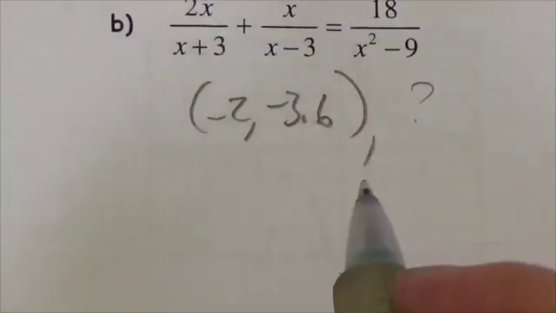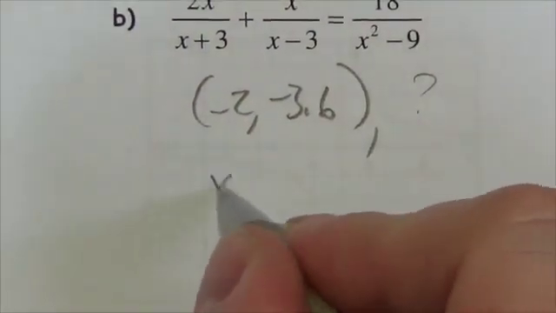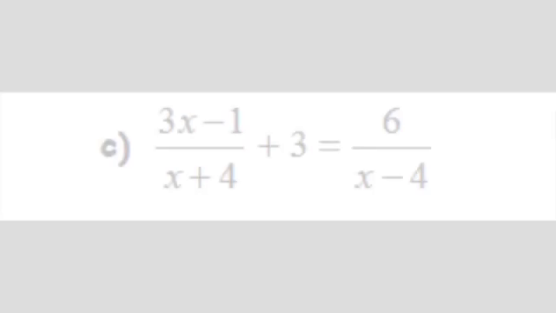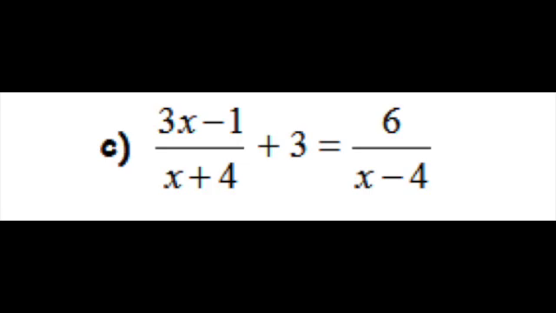Now, to interpret this, we're going to say that x is equal to -2 because when I ask you to solve this, I'm asking for the x value. There you go. Next: 3x minus 1 divided by x plus 4, plus 3, equals 6 divided by x minus 4.